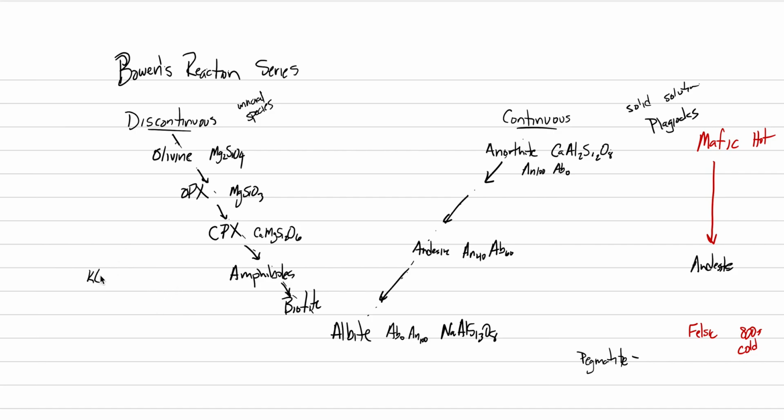This is KMgFe3Al3O10OH. That might be wrong, but it's close. Basically, oh boy, that was all biotite. That was all biotite, people. And amphibole is actually even so much longer, right? Calcium, sodium, magnesium, FeAl, and then Si8O22OH. This is an OH2.